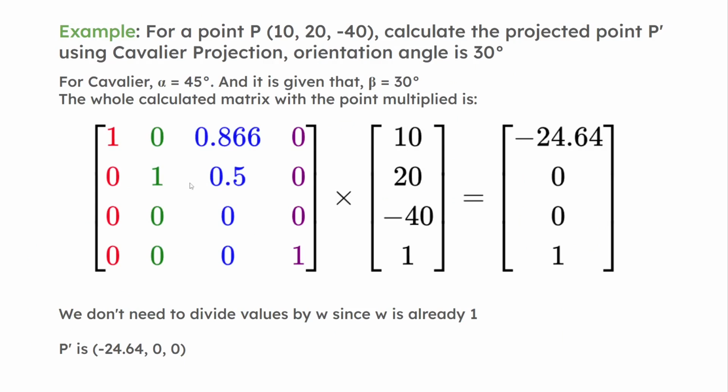We multiply this matrix with our point. So we mount this point as a homogeneous coordinate column vector and put 1 here. Now after multiplication, we will get this column vector: -24.64, 0, 0, and 1. And since we have already got 1 in the w term, we don't need to do further division. We can just keep it as it is. So our P prime point, or the projected point, is (-24.64, 0, 0).